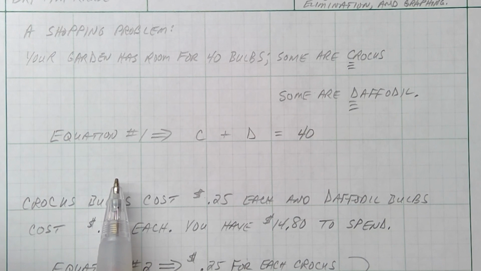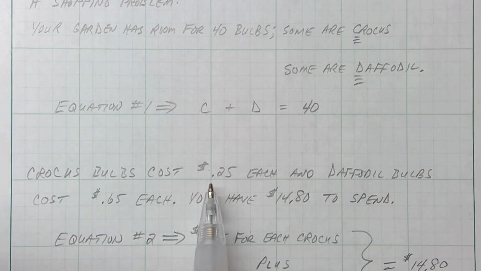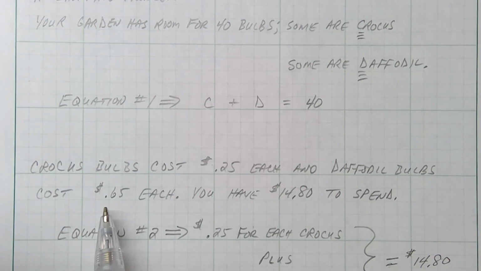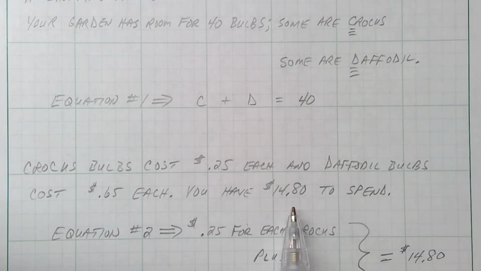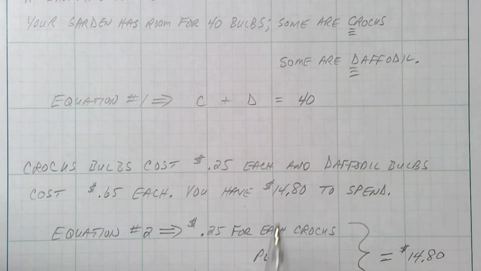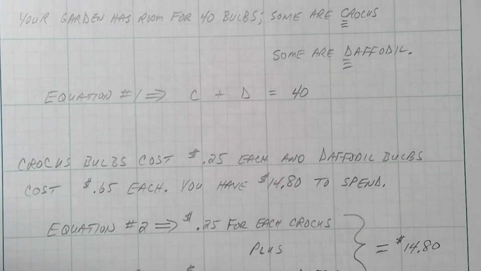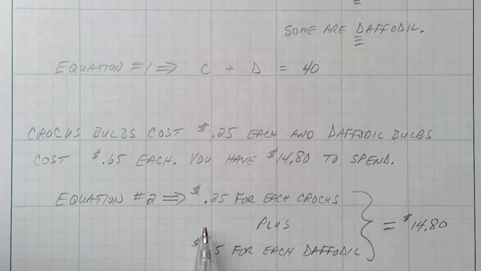That's our first equation. Now, second equation, remember it's usually money. How much does this cost? So crocus bulbs cost a quarter, 25 cents each, and daffodil bulbs cost 65 cents each. And you only got $14.80 to spend. So you're trying to find a mix of crocus and daffodils to get with $14.80, and you want to make sure it doesn't go over 40 bulbs. So equation number 2 looks like this: 25 cents for each crocus plus 65 cents for each daffodil.